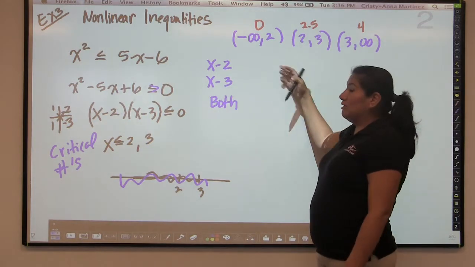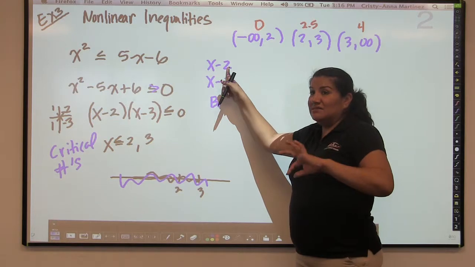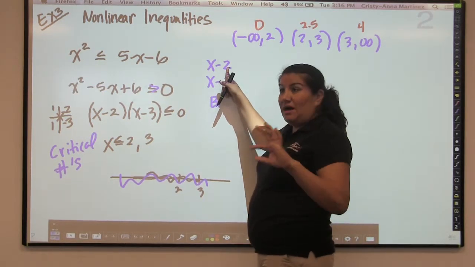And then you just make a little table. You say, when I plug in 0, what's 0 minus 2? Is it positive or negative? I don't care what the value is. Is it positive or negative?